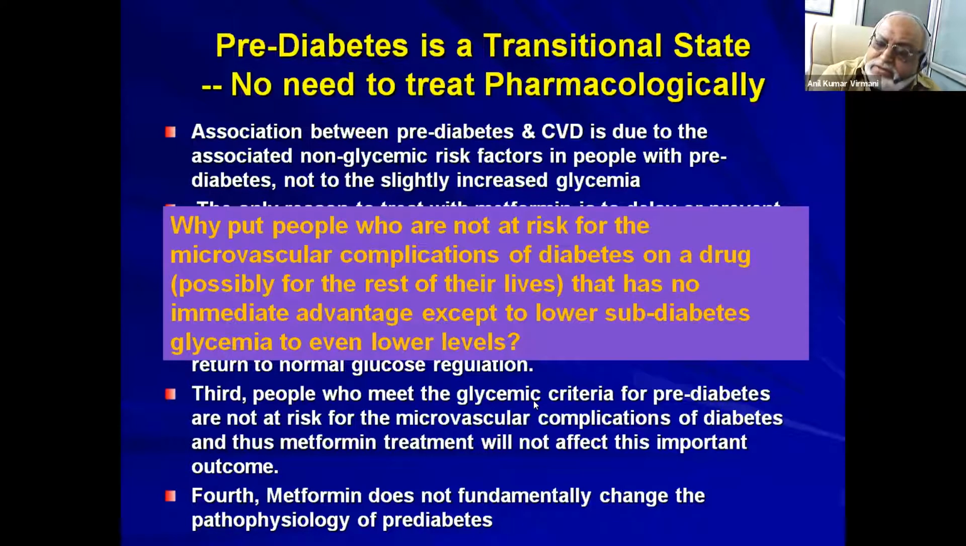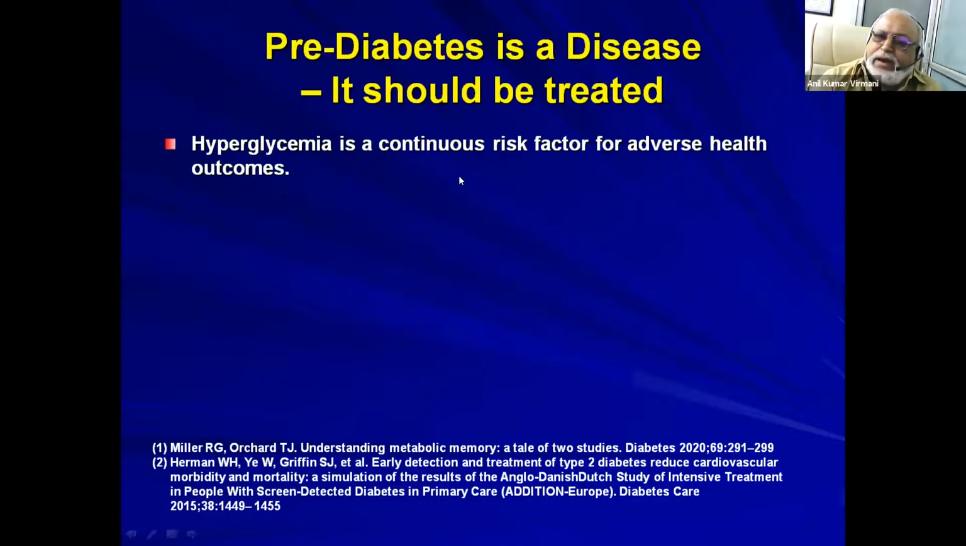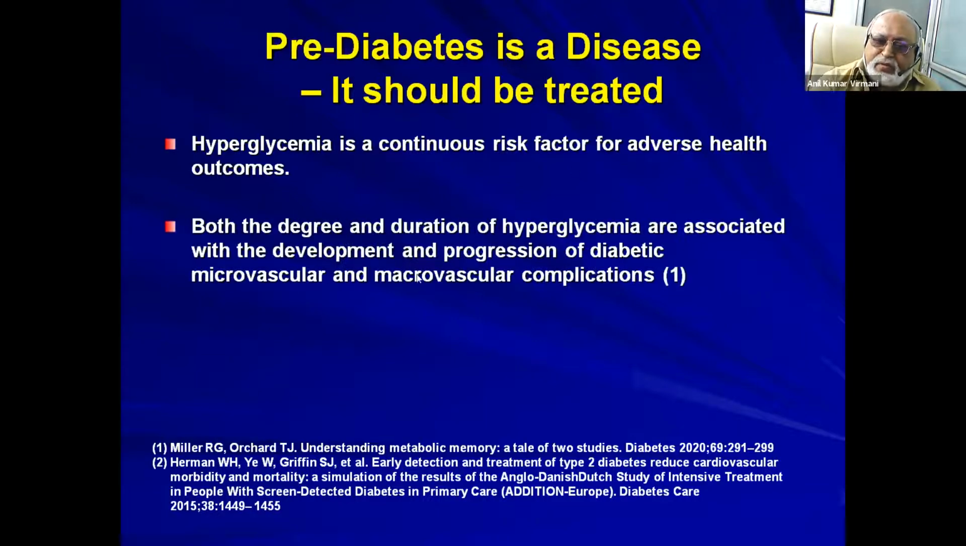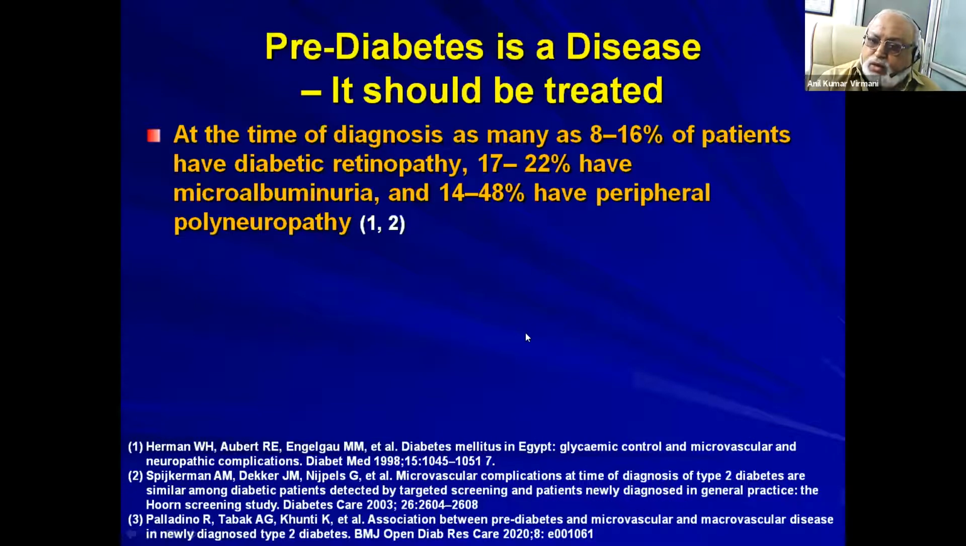But having said this school of thought, let's look at the other side of the coin. And I believe in this side of the coin, that prediabetes is a disease because hyperglycemia is a continuous risk factor for adverse health outcomes. Both the degree and duration of hyperglycemia are associated with the development and progression of diabetic microvascular and macrovascular complications. And there is a delay of 3 to 8 years between the onset and diagnosis of type 2 diabetes.